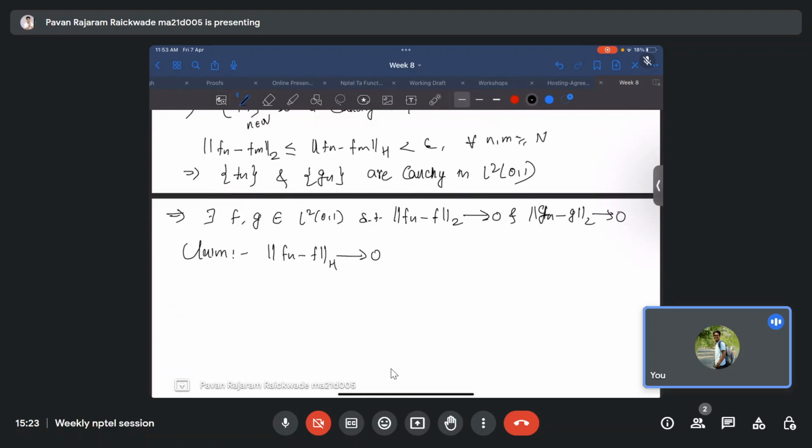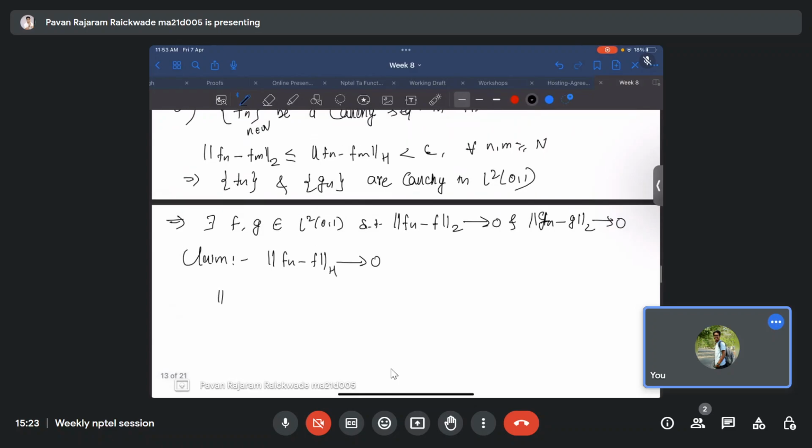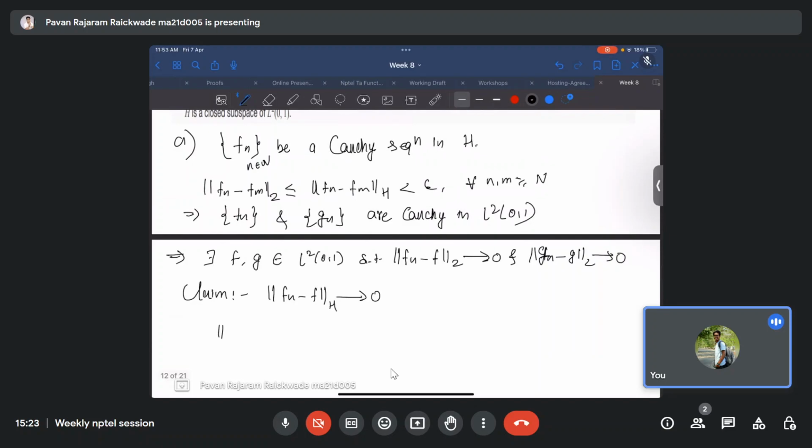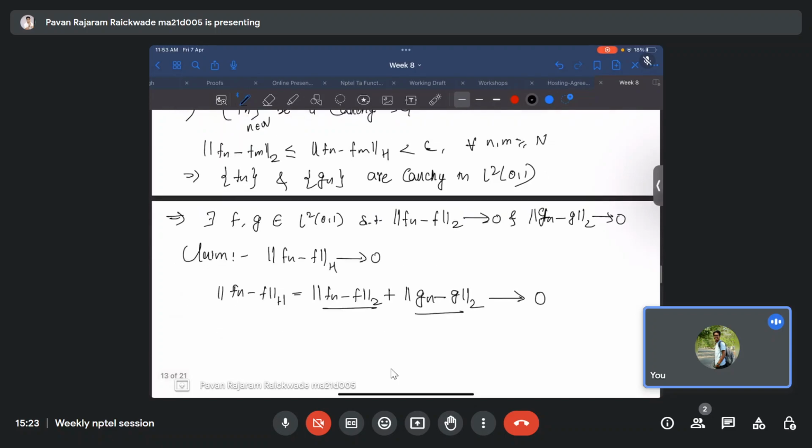So what is the H norm of Fn minus f? It is the L2 norm of Fn minus f plus the L2 norm of Gn minus g, and we know both of these go to 0, so this goes to 0, and Fn goes to f in H, which implies every Cauchy sequence is convergent, which implies script H is Banach.